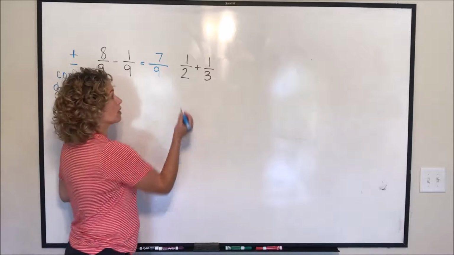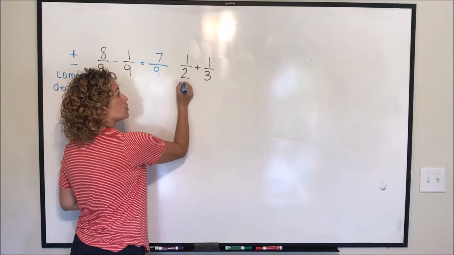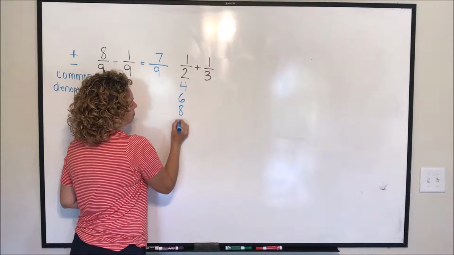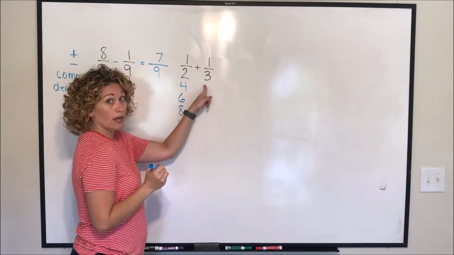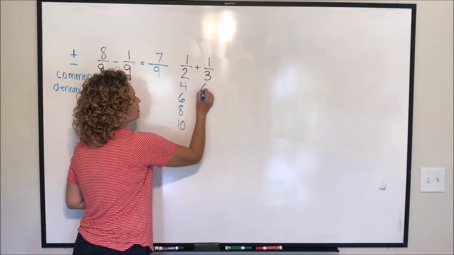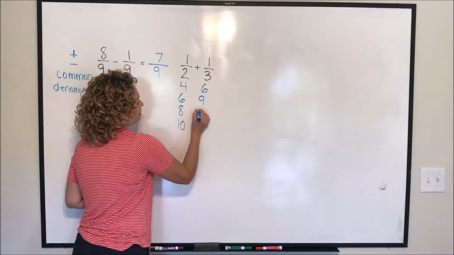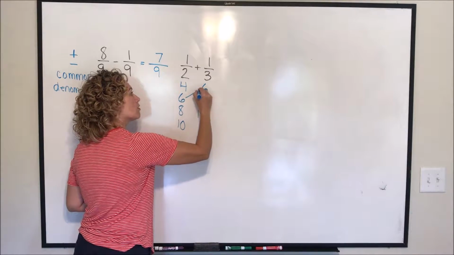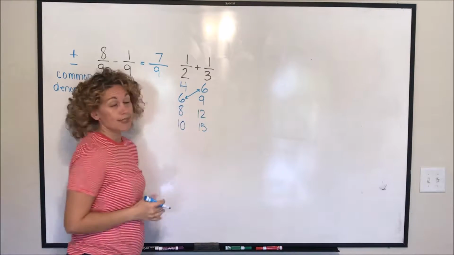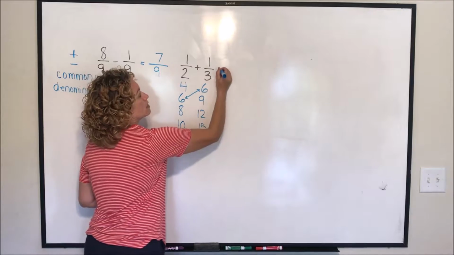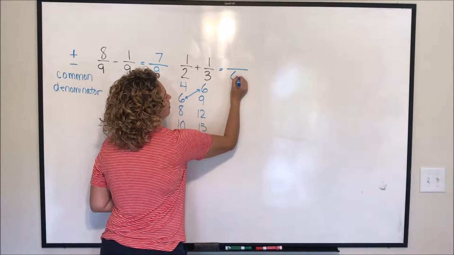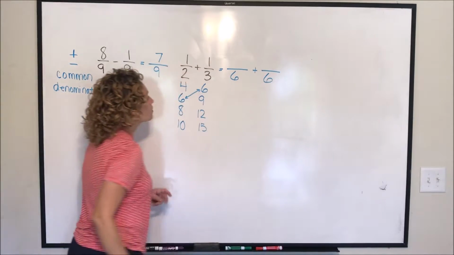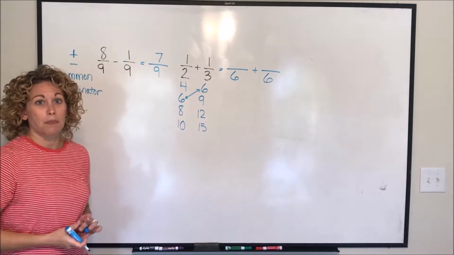What you're really doing is you're counting by twos, 2, 4, 6, 8, 10. And you're counting by threes, 3, 6, 9, 12, 15. But I noticed they agree on 6, which means my common denominator is actually going to be 6. That's what they agree on.